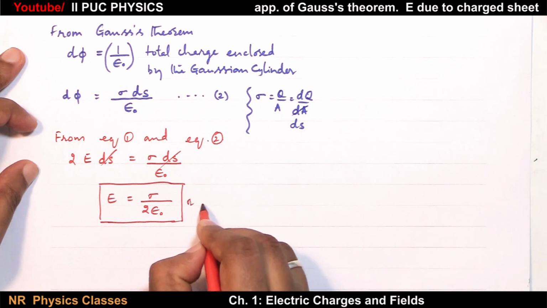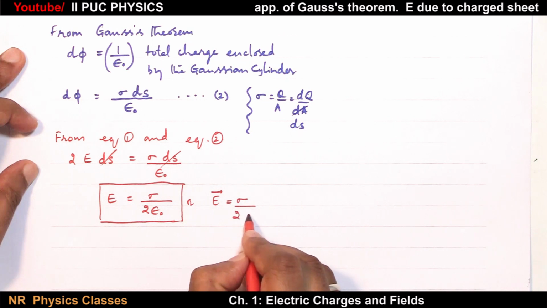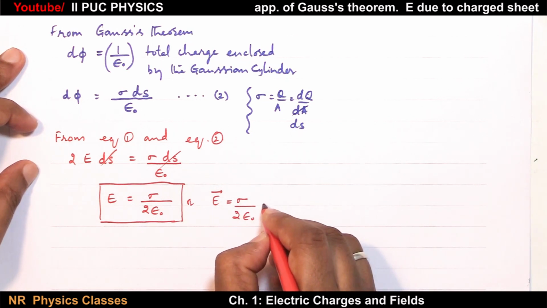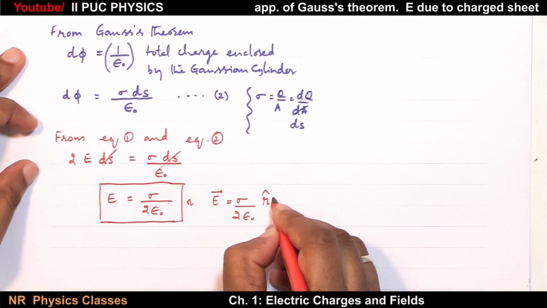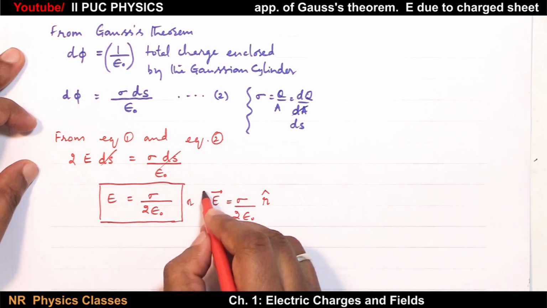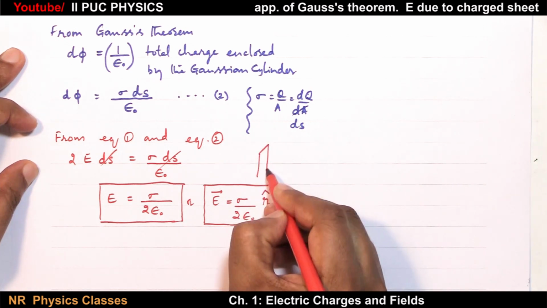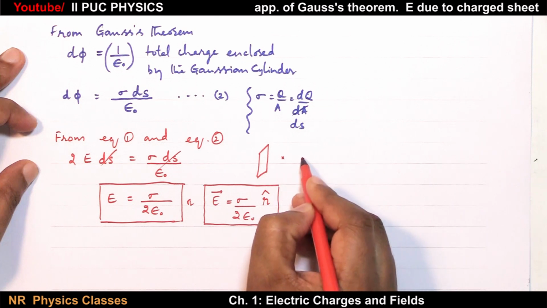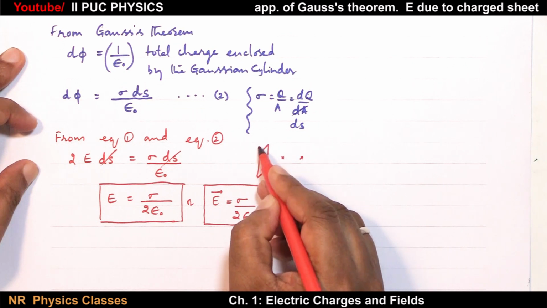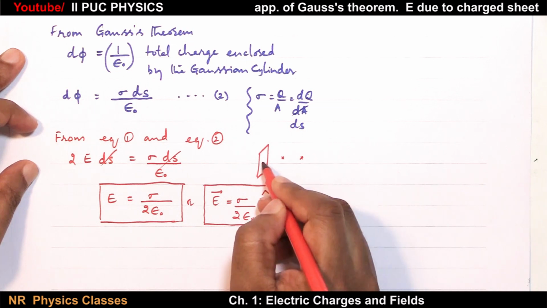In vector form, electric field equal to sigma by 2 epsilon naught into r cap, where r cap is position vector of point P from the sheet of charge. Okay. And observe, there is no r term, small letter r, means from the sheet of charge electric field at this point is same as that at this point, provided area is infinity. Means electric field is independent of distance and depends only on the charge density.